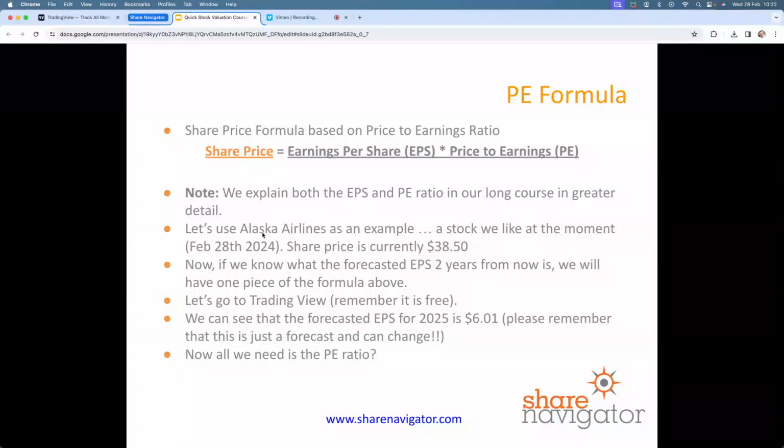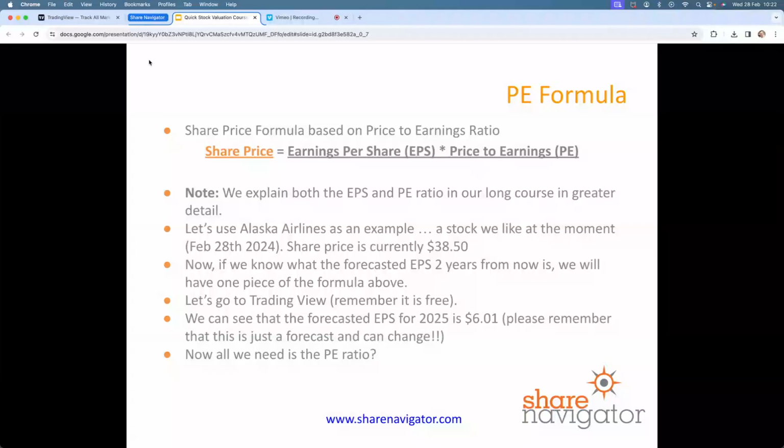So we're going to go back to our Alaska Airlines example. The share price is currently 38.50. So let's say, for argument's sake, the analyst gave us their estimates for earnings per share for the next 2 years. Well, we would have one part of the formula, and we're going to show you where to get that information from and where to get maybe the price to earnings ratio that we're going to use.